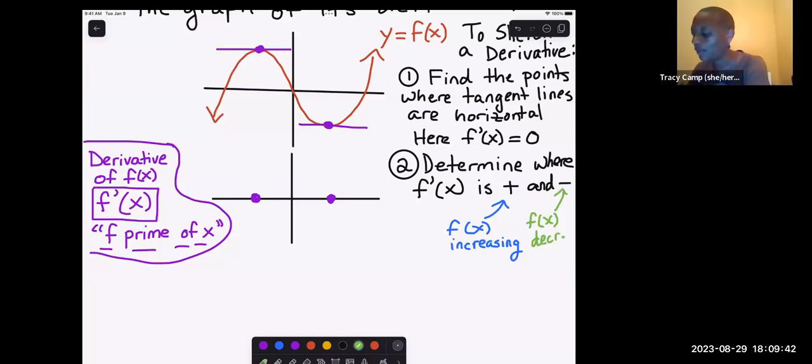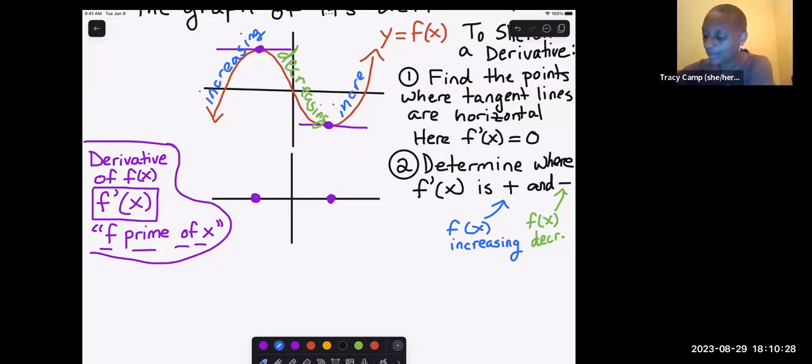So I'm going to go ahead and look at where my function's increasing. Again, remember, read your graph from left to right. Imagine walking on the graph from left to right. Notice, starting on the left, I'm going uphill. So I start off with the function increasing. Once I get over to the top of the hill, then I go down, decreasing. I'm going down the hill. And then I get to the valley, and then I start increasing again.